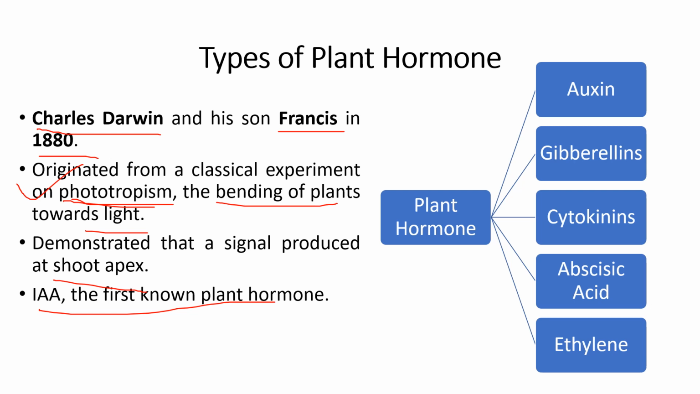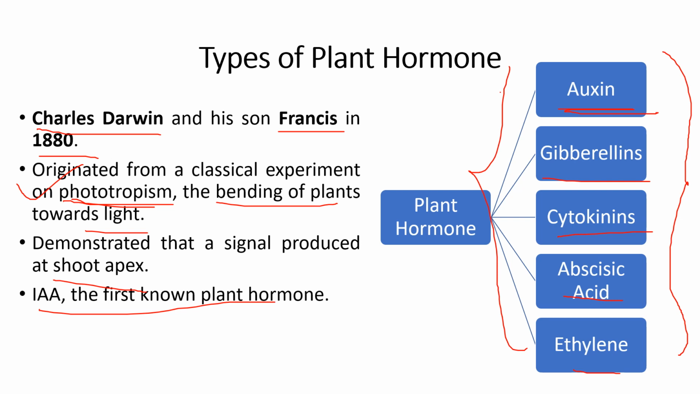A small number of plant hormones have been shown to influence plant growth and development. Tremendous progress has been made in the identification of plant hormones, the discovery of their effects on plants, and their chemical structures. Based on their functions or chemical structures, there are basically five categories in which plant hormones are classified. First is auxin, which we will be discussing in detail in these slides, then gibberellins, cytokinins, abscisic acid, and ethylene. These are the five main groups of plant hormones.